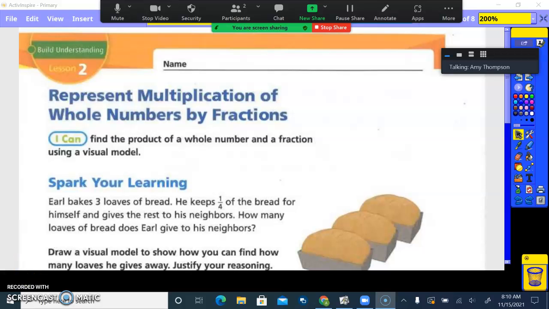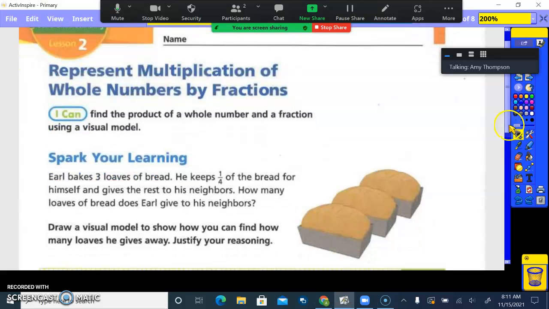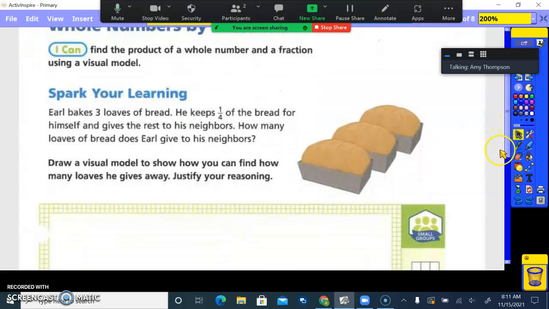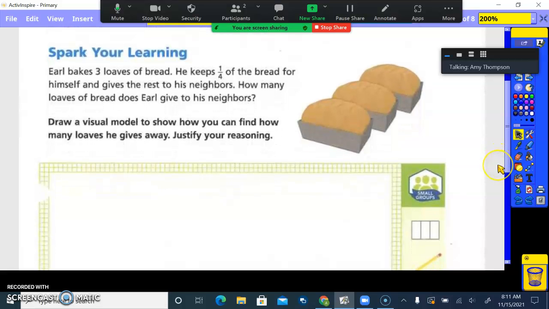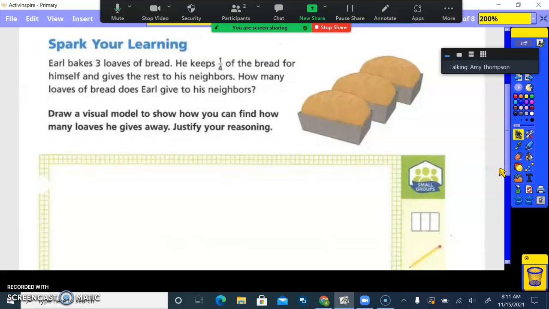Fifth grade math lesson 8.2, represent multiplication of whole numbers by fractions. I can find the product of a whole number and a fraction using a visual model. Spark your learning. Earl bakes 3 loaves of bread. He keeps 1/4 of the bread for himself and gives the rest to his neighbors. How many loaves of bread does Earl give to his neighbors?